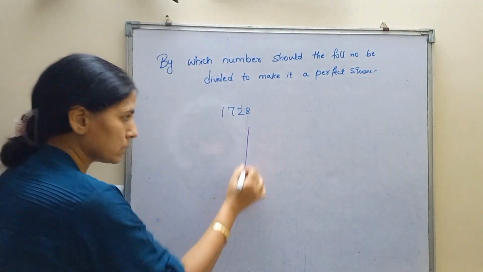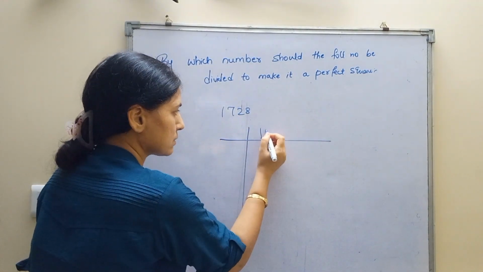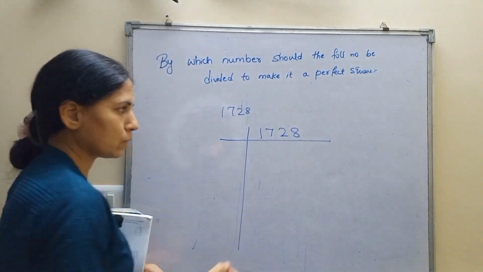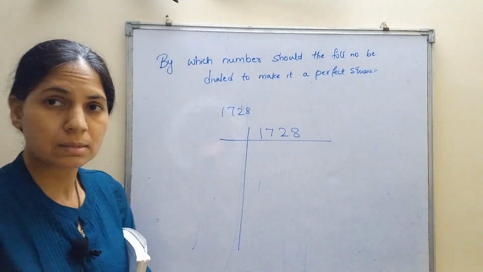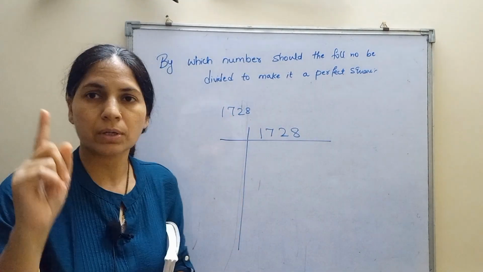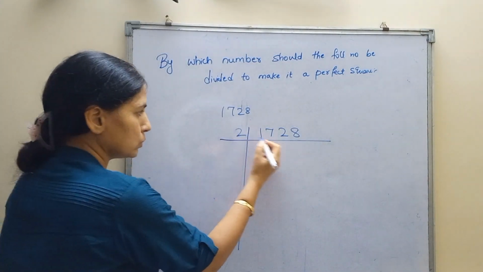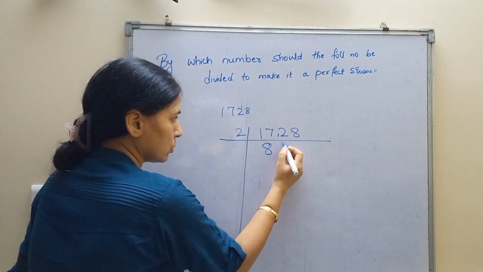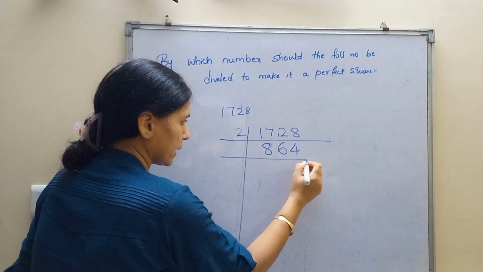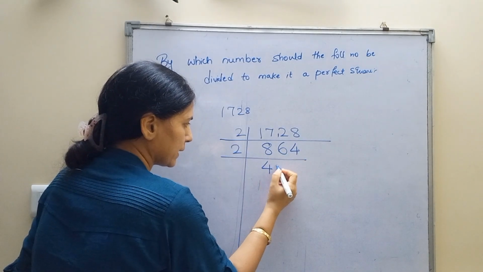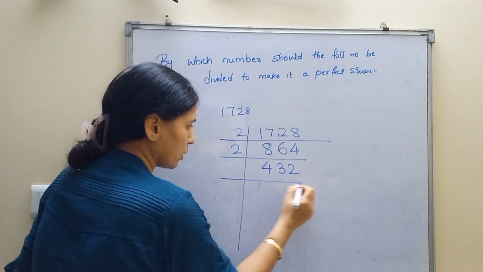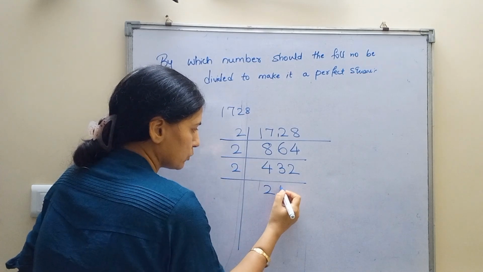So what you have to do is make a tree like this and write 1728. Okay, now since the last number is even, this number is divisible by 2. So 2 8s are 16, 2 6s are 12, 2 4s are 8, again by 2, 2 4s are 8, 2 3s are 6, 2 2s are 4, again by 2, 2 2s are 4, 2 1s are 2.